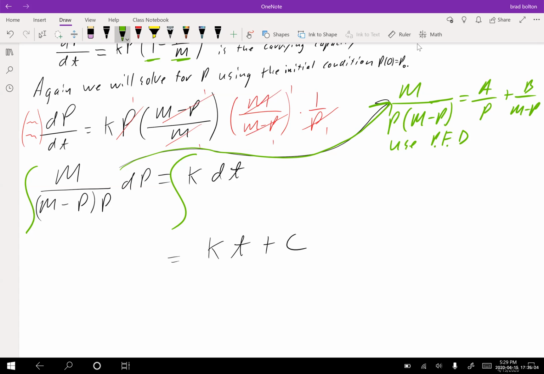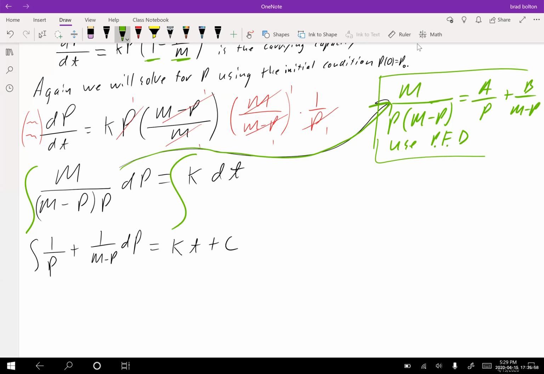Yeah, so then we could rewrite this now as the integral. Once we do the partial fraction decomposition, we'll end up with 1 over P plus 1 over M minus P dP equals KT plus C. So all I'm going to do over here is recreate this right here. I'm going to use partial fraction decomposition. I don't want to go through it right now, but you guys have learned how to do that already, and you can do partial fraction decomposition on that.